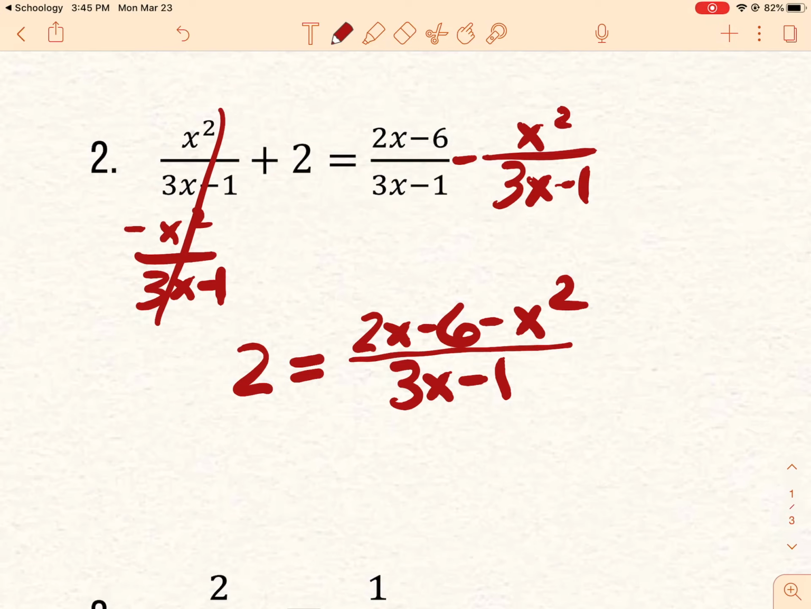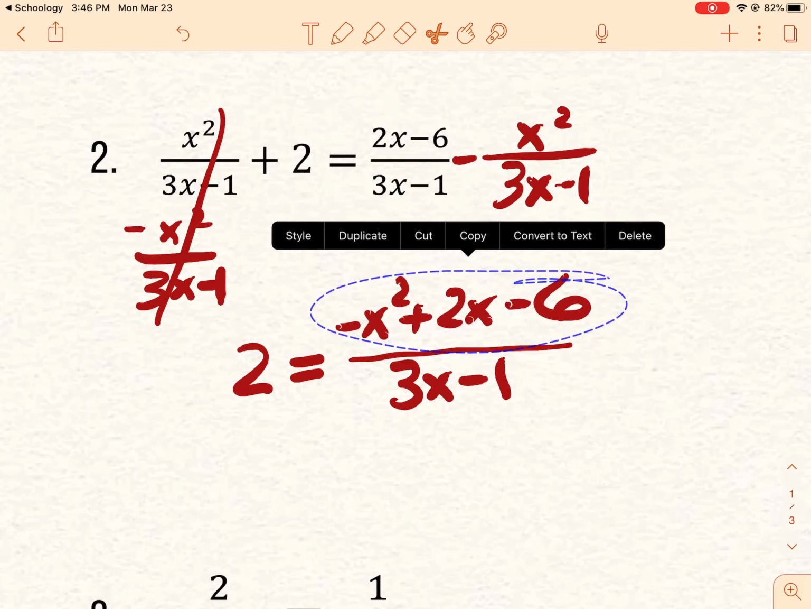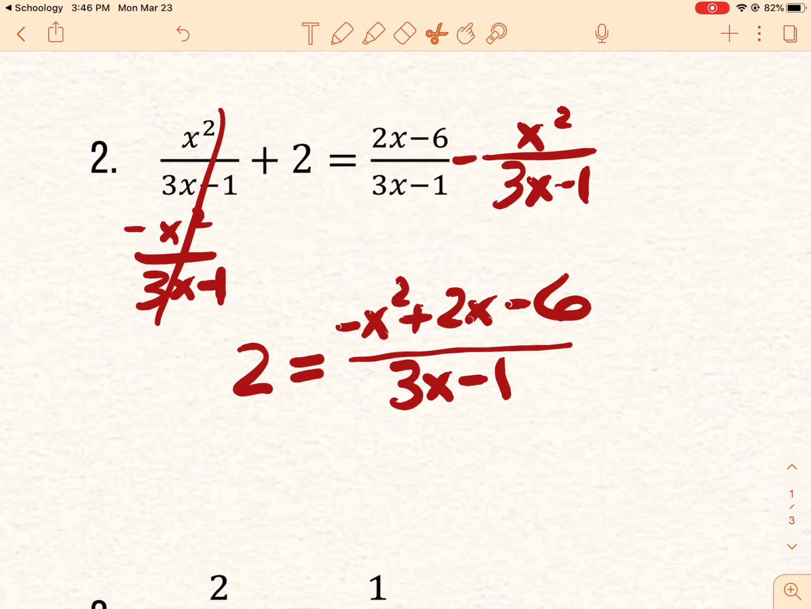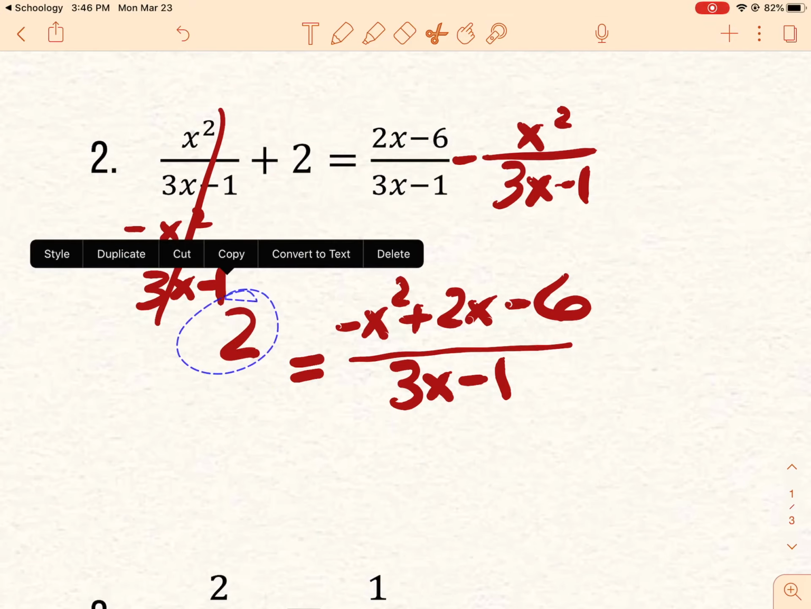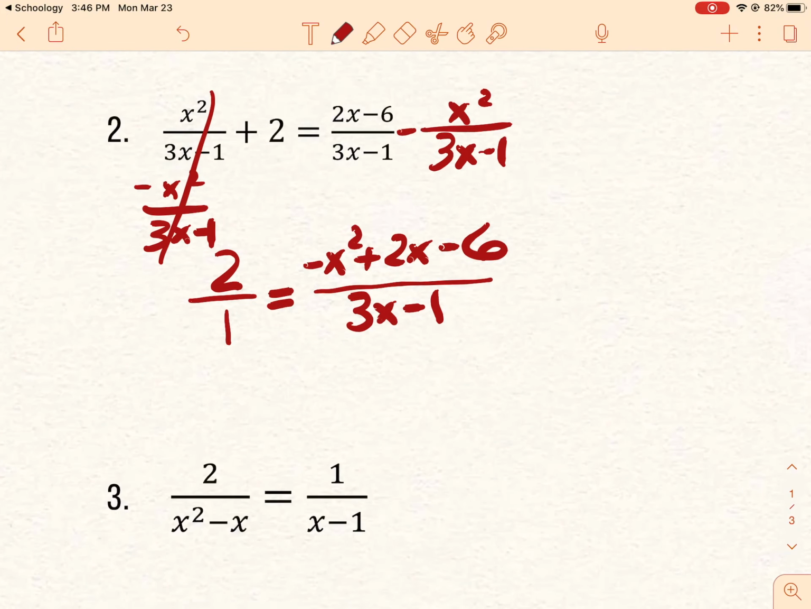You could write this in descending order, so put the negative x squared plus 2x minus 6. I guess it's not mandatory that you do it, but we're just kind of used to writing it in that order. And then I would also say, looking at the number 2, if we think of it as 2 over 1, I now have one fraction equal to another fraction.